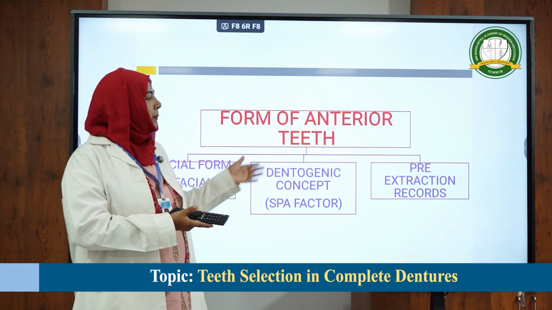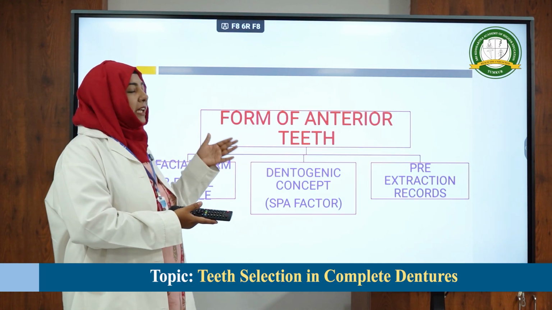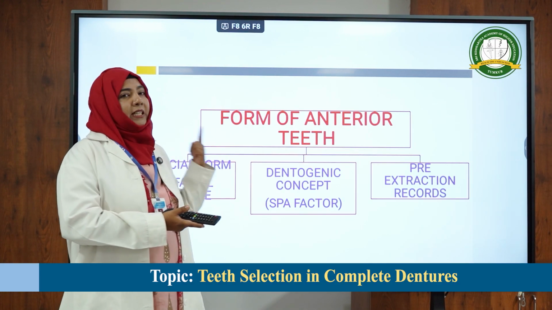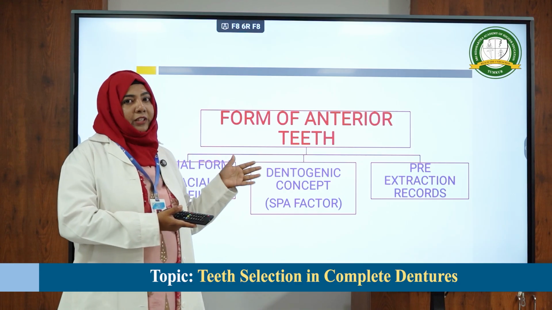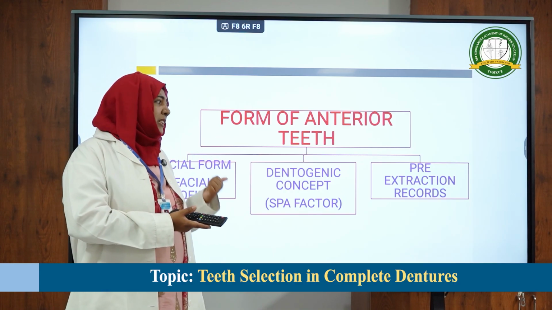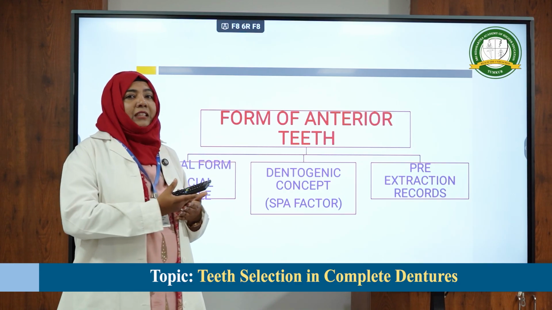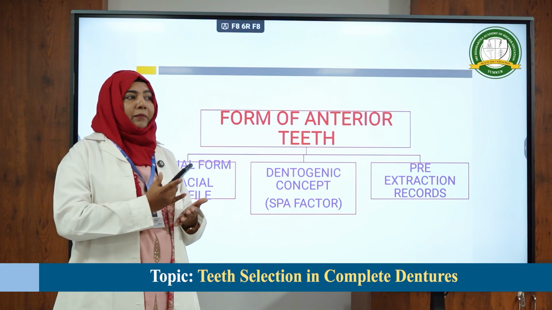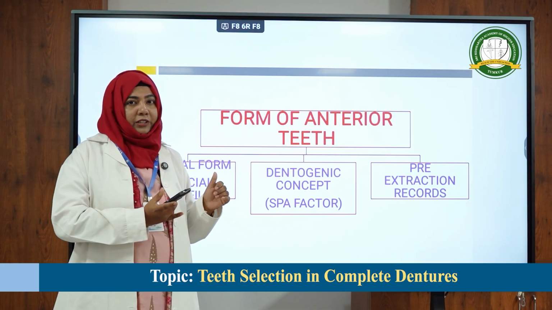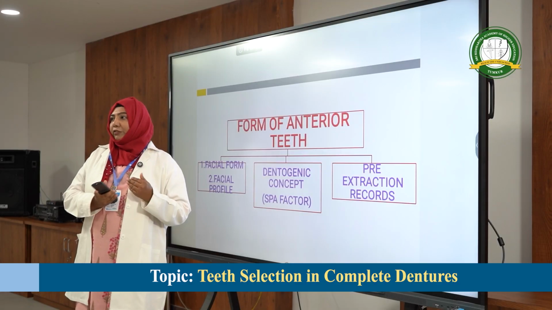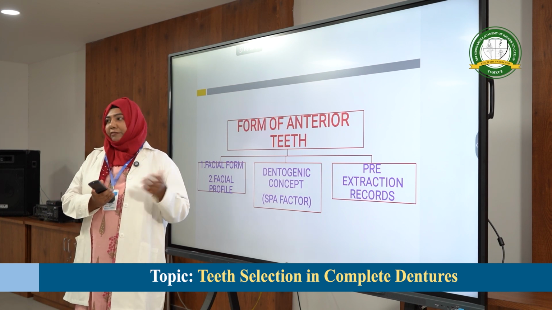You can consider the pre-extraction record. The same pre-extraction record which I have explained before can be considered for selection of the shape or form of the teeth. Using the pre-extraction record, we can select the size or shape of the maxillary teeth, but not the shade of the teeth. To select the shade of the anterior teeth, we have different methods.